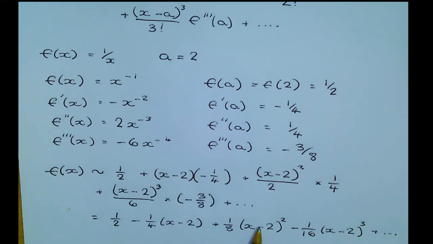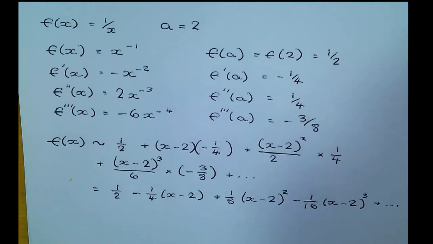Each term exists as a term in its own right, and near x equals 2, you'll see if x minus 2 is small, this will be small, this will be smaller still, this will be smaller still. You're able to see the progress towards smaller terms. And indeed, we're asked to do something like this. We're asked here to estimate 1 over 2.1.